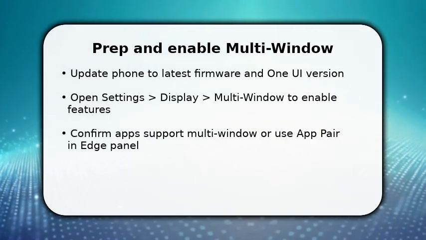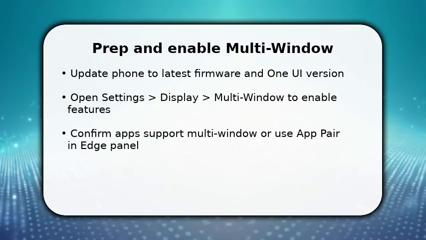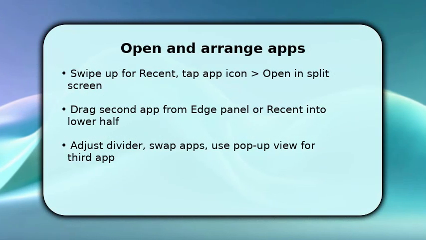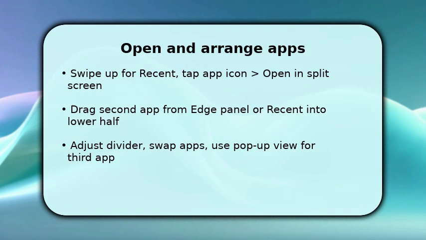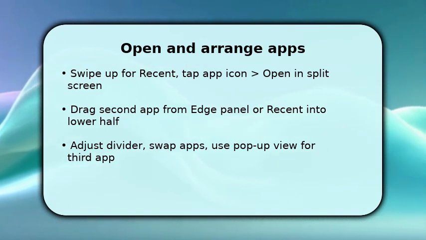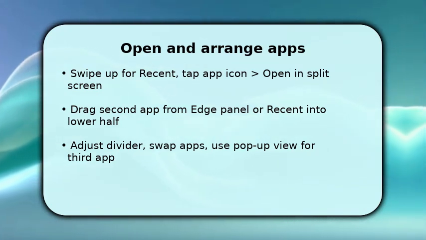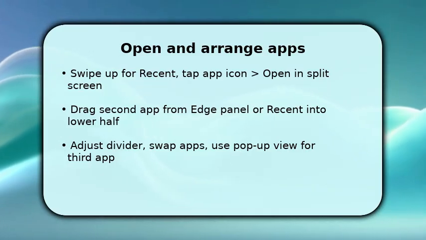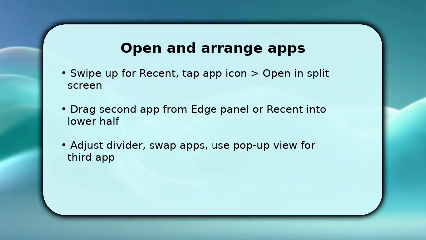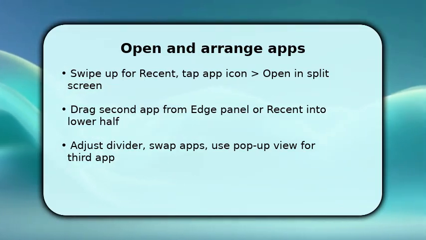Make sure you have at least two commonly used apps ready for the demonstration. You'll open the first app, swipe up to Recent, then tap its icon and choose Open in split screen. This pins it to the top. Next, bring the second app from the Edge panel or Recent into the bottom pane and release. Once both are open, drag the divider to resize or tap the middle handle to swap apps quickly.